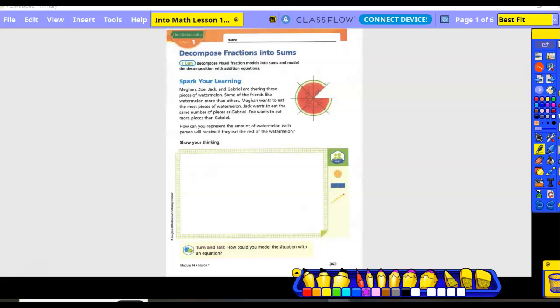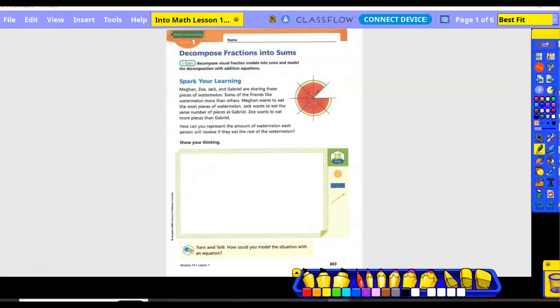Fourth grade math lesson 14.1, decompose fractions into sums. I can decompose visual fraction models into sums and model the decomposition with addition equations.